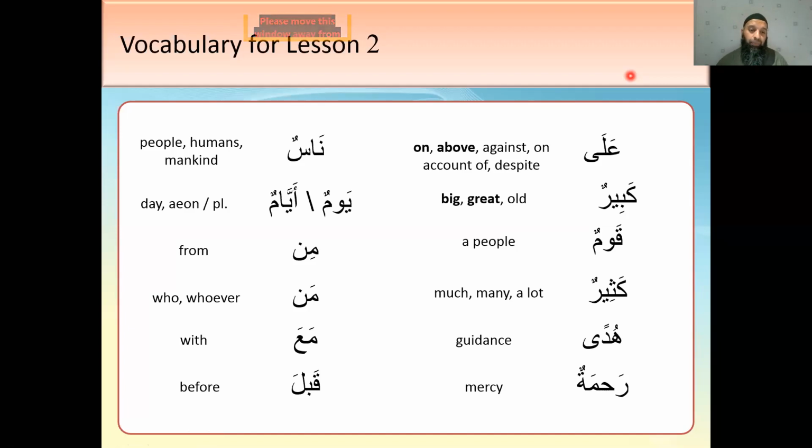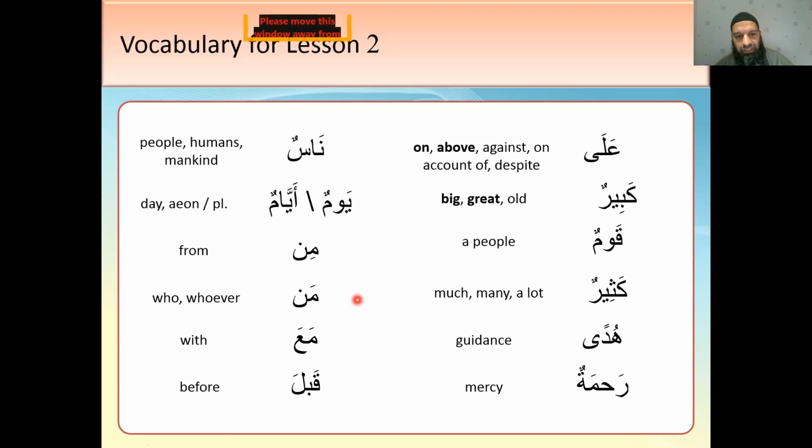Yawm means a day. It could also mean an eon, a certain amount of time, but just take "day" as the translation. Min means from. Man means who or whoever. Collectively, these two words come about 2,750 times. I don't know each separately because the search I was using doesn't have kasras and fathas. It just recognizes mim and noon. So min or man, you're talking 2,750 hits. It's massive.